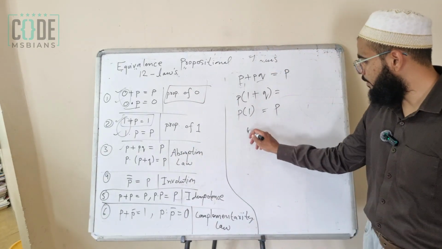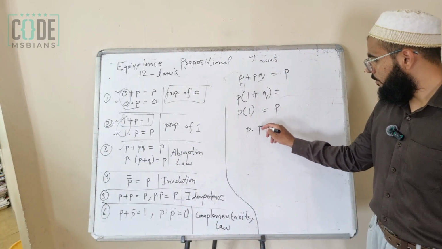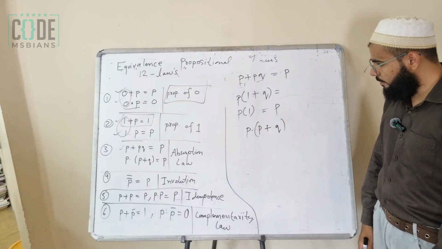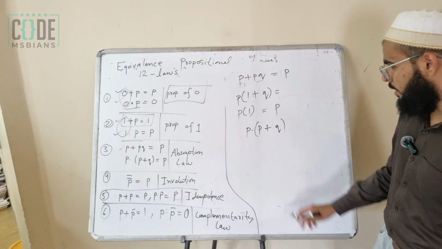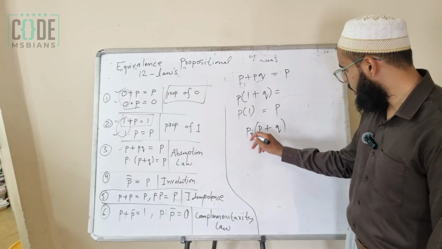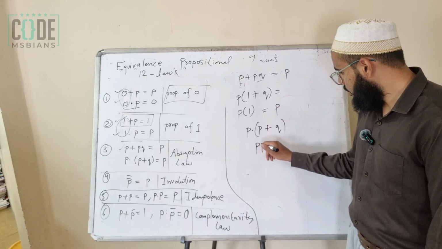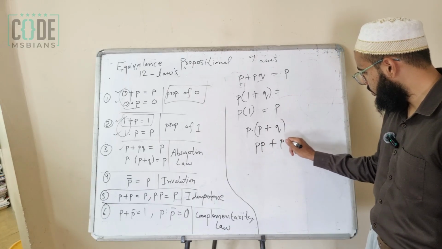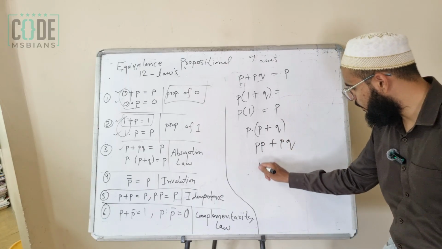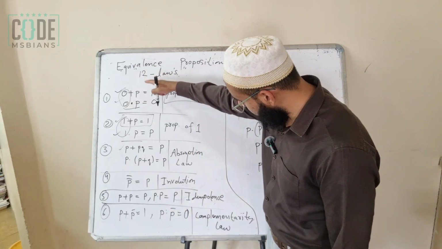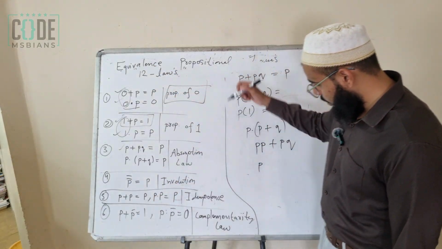For example, if I write here P dot (P plus Q), what will it become? It will become P dot P, I can write like this also, PP plus PQ. Now P dot P I can write as P, because from here, I think we didn't discuss that. Yeah, we didn't discuss it.